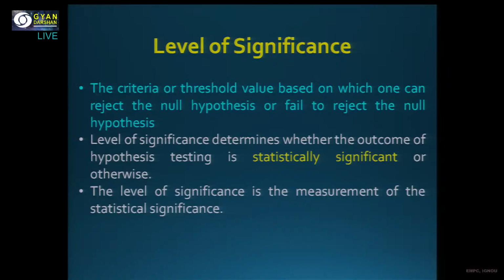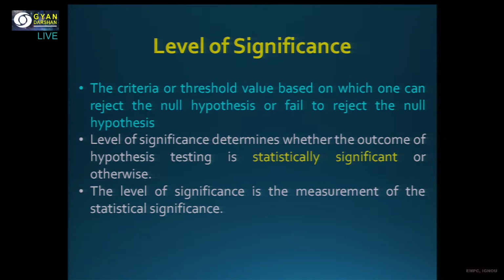So how do we decide that? We decide by looking at a level of significance, which we also correlate with something called the level of confidence, which I will discuss after this slide. The level of significance determines whether the outcome of hypothesis testing is statistically significant or otherwise. So that level would help us test whether the results are statistically significant or not.